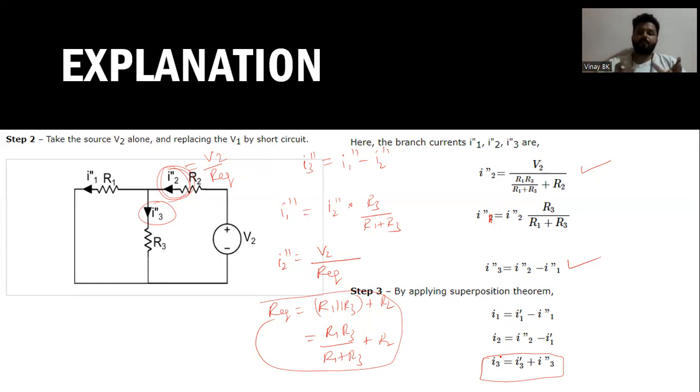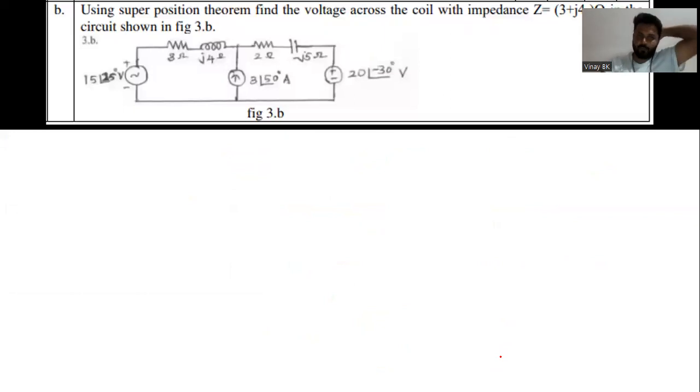Just consider a simple circuit which consists of two sources, either voltage or current. You can find the current flowing through any one of the resistors by applying the superposition theorem, considering one source acting alone and the other source as zero. Similarly, you can see the next question.